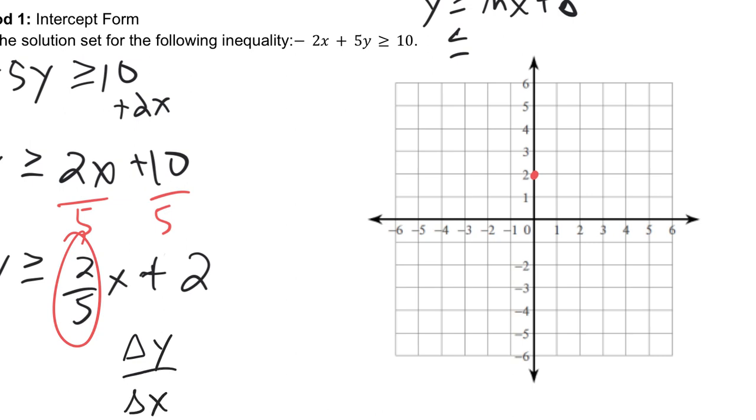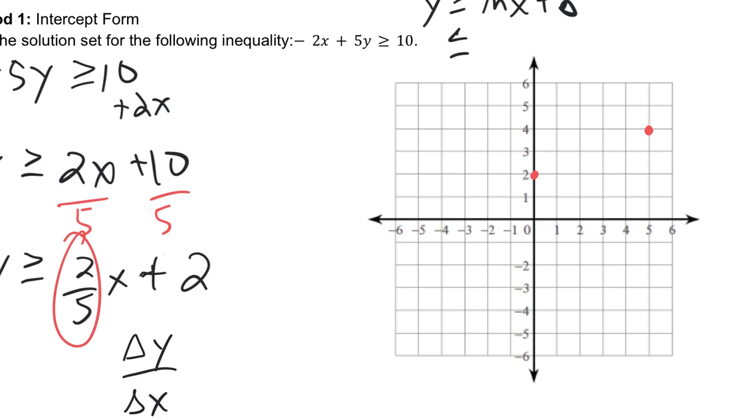So we have a rise of 2, so we're going to go up by 2, 1, 2, and then we're going to go over by 5, 1, 2, 3, 4, 5. So I'm going to make a point there. Okay? So I've got 2 points.